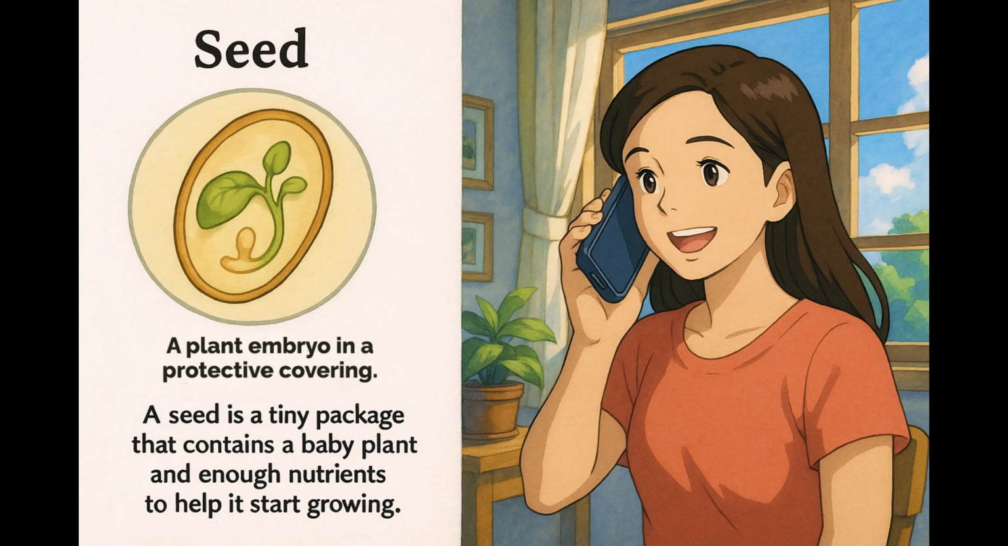Imagine you're trying to protect your phone from getting damaged. Just like a phone case shields your device from scratches and falls, a seed's protective covering shields the plant embryo inside from harsh environmental conditions. The phone represents the plant embryo. The case acts as the seed's protective coat, and together, they ensure the core component is safe and ready for future use or growth.